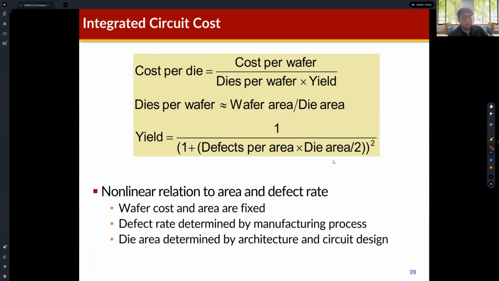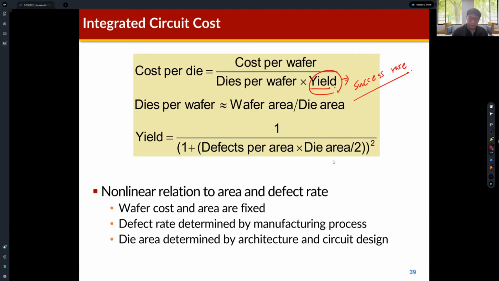I will explain some approximate cost, the manufacturing cost of a computer processor. So first we can define the cost per die. That is the manufacturing cost for building a single die, okay? So this is the cost per wafer divided by the number of dies per wafer, and yield. Yield means the successfully implemented die rate. So it's similar to the success rate.